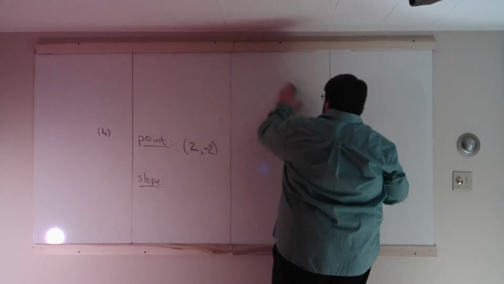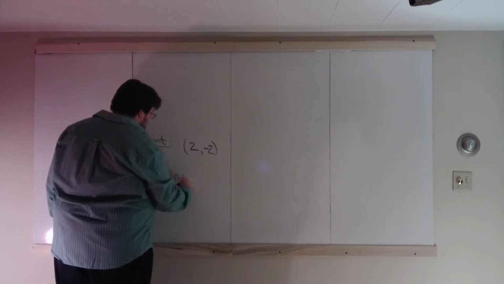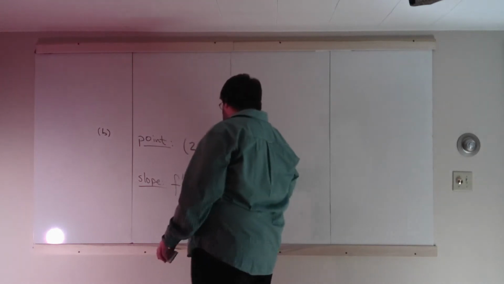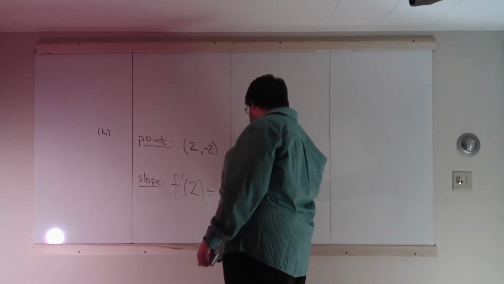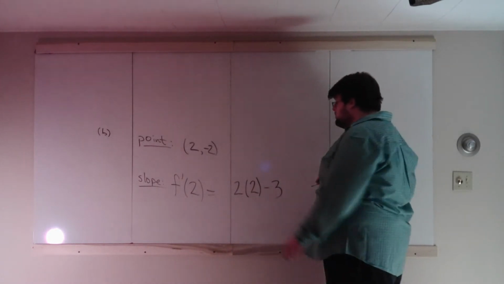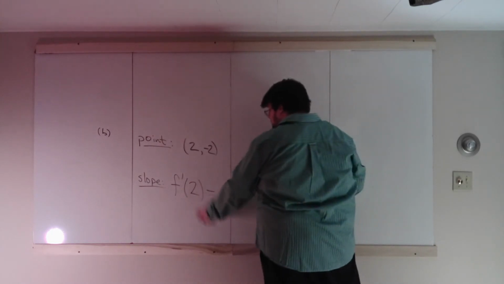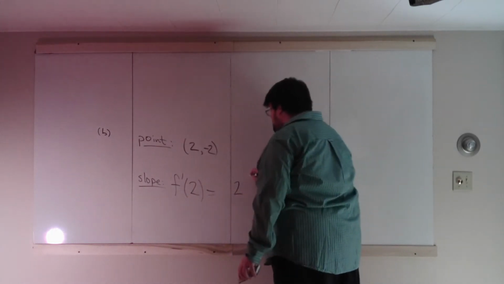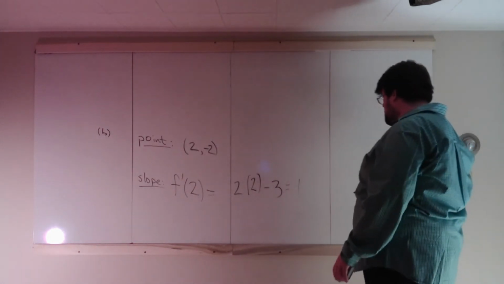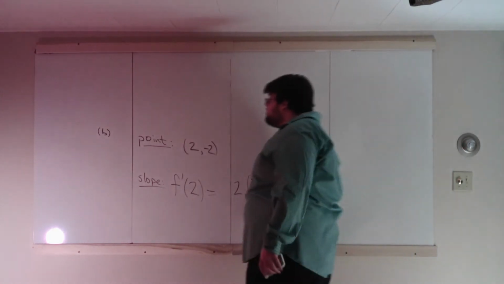Well, all we need to find the slope is the derivative at 2. F prime at 2, well, what's f prime? F prime was 2x minus 3. So f prime at 2 is 2 times 2 minus 3, which is 1. Is it 1? Yes, it's 1. So we have our point, we have our slope.